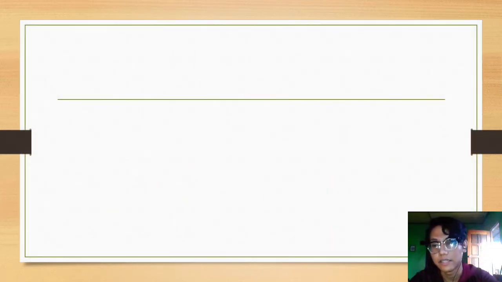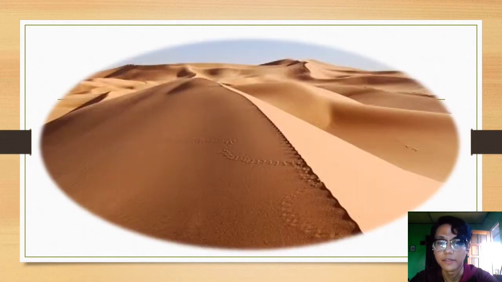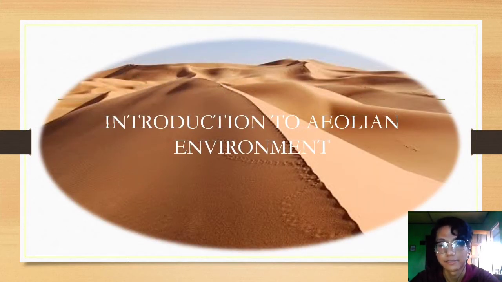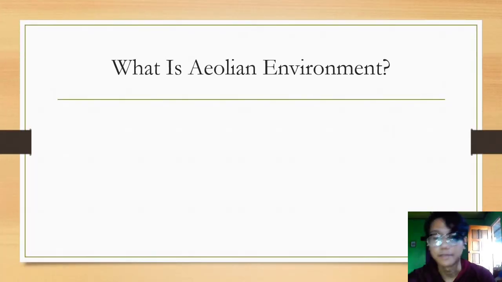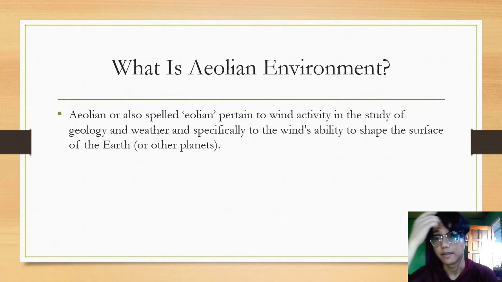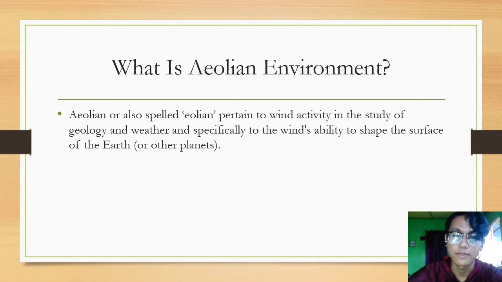For my part here, I'm going to discuss the introduction to the Aeolian environment. So basically, what is the Aeolian environment? The Aeolian environment, also spelled Eolian, is the pattern of wind activity in the study of geology and weather, and specifically the wind's ability to shape the surface of the Earth or other planets. So basically, the Aeolian environment is the act of wind activity that causes changes to the surface of the Earth or other planets, because Aeolian environments also exist on Mars and Pluto.